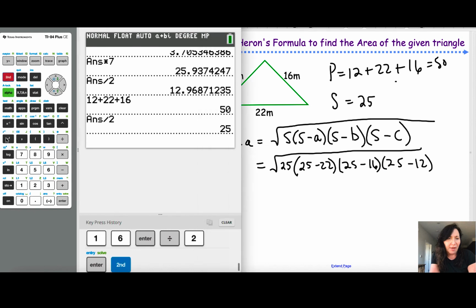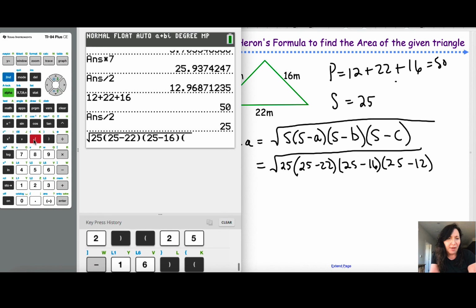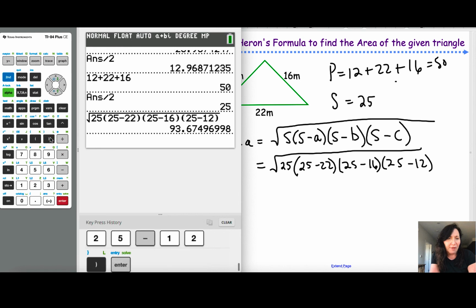Let's see here. Square root. I'm going to go 25 parentheses, so times 25 minus 22, close the parentheses, new parentheses, 25 minus 16, and a lot of you guys can do this in your head, and you should, times 25 minus 12, and you close the parenthesis, and you're done writing that out. Hit enter, and I get 93.7.